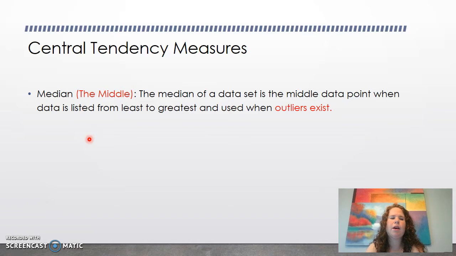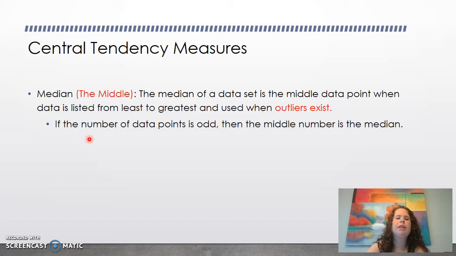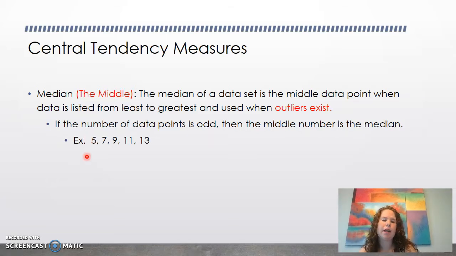So the next measure of central tendency we have is the median, or the middle. The median of a data set is the middle data point when data is listed from least to greatest and is used when outliers exist. So if the number of data points is odd, then the middle number is the median. For example, we have 5, 7, 9, 11, and 13. So what I would do is mark off 5, and then mark off 13, mark off 7, and then mark off 11, which would leave us with 9.